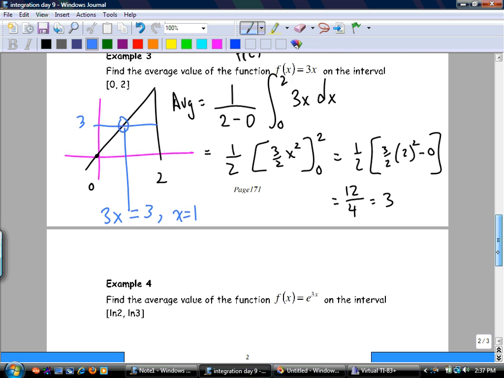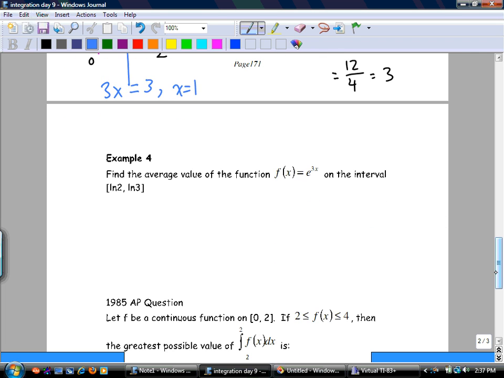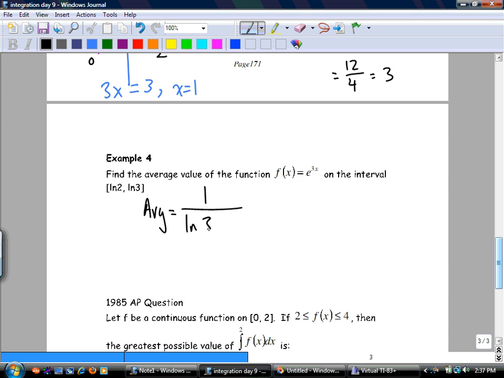Only for you, Mr. Epp. Okay, number 4. We're going to do this sans calculatrice, avec calculatrice. Find the average value. Average equals 1 over ln3 minus ln2 times the antiderivative from ln2 to ln3 of e to the 3x dx.